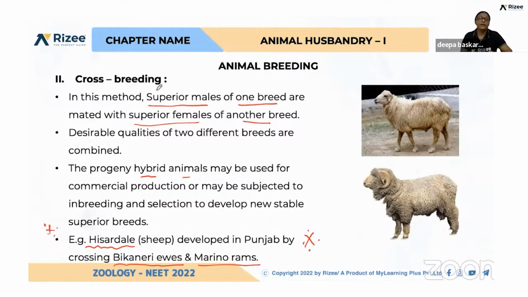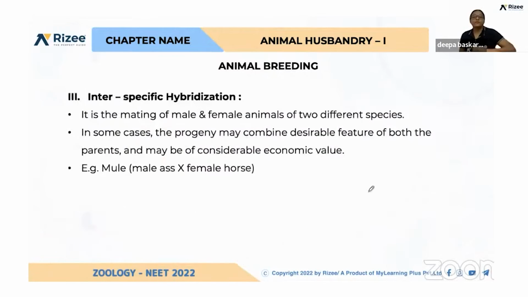So crossbreeding, what is crossbreeding? We are selecting the superior male and superior female from different breeds. Mating occurs, and they produce improved hybrid progenies. Example, Hisardale. It is a sheep developed in Punjab by crossing Bikaneri ewes with Merino rams.